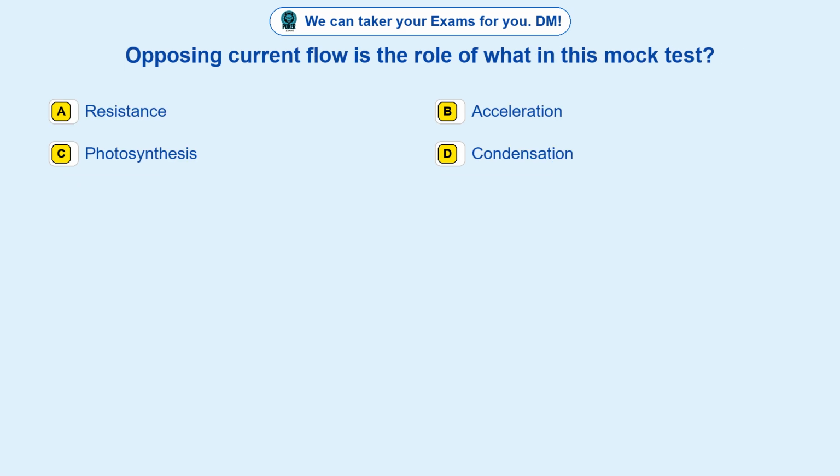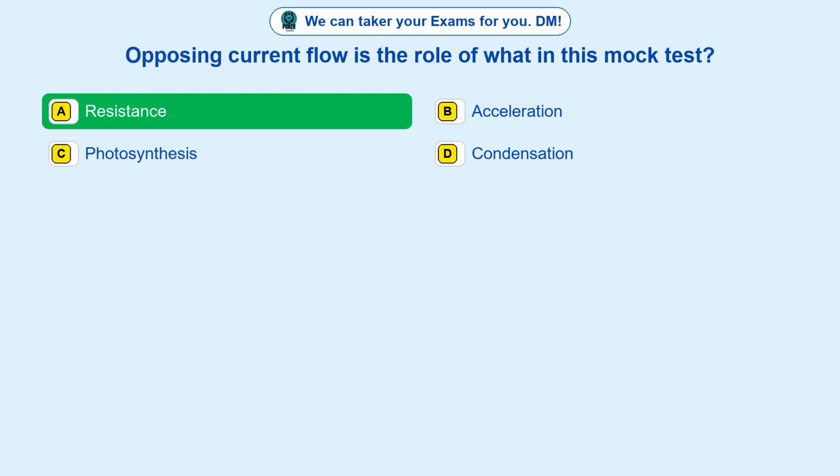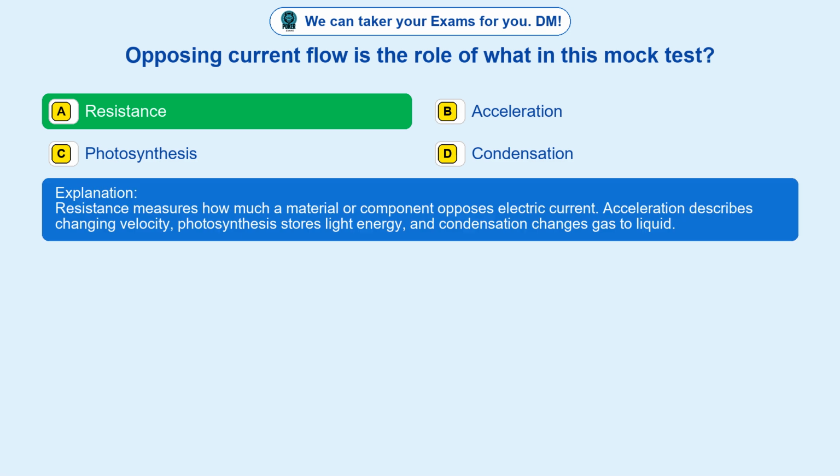Question 71. Opposing current flow is the role of what in this mock test? Option A, resistance. Option B, acceleration. Option C, photosynthesis. Option D, condensation. The correct answer is option A. Resistance. Resistance measures how much a material or component opposes electric current. Acceleration describes changing velocity, photosynthesis stores light energy, and condensation changes gas to liquid.